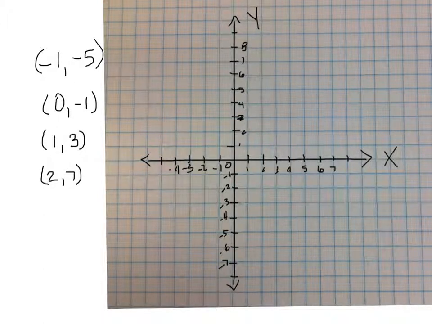Okay, students, to graph these points, these are your ordered pairs from the table that you just completed. We are going to plot the points -1, -5. You start at the origin, and you move to -1, and then you move down -5, and you plot the point. Next, you start at the origin and you do not move left or right, but you go down to -1, and you plot the point.